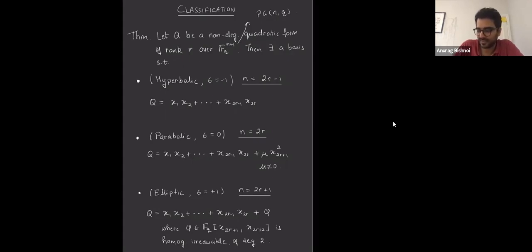And then finally, we have the elliptic form, where again, you have this same thing in the beginning, but in the end, you have the remaining two variables, so x of 2r plus 1 and x of 2r plus 2, they form a degree 2 homogeneous irreducible polynomial.